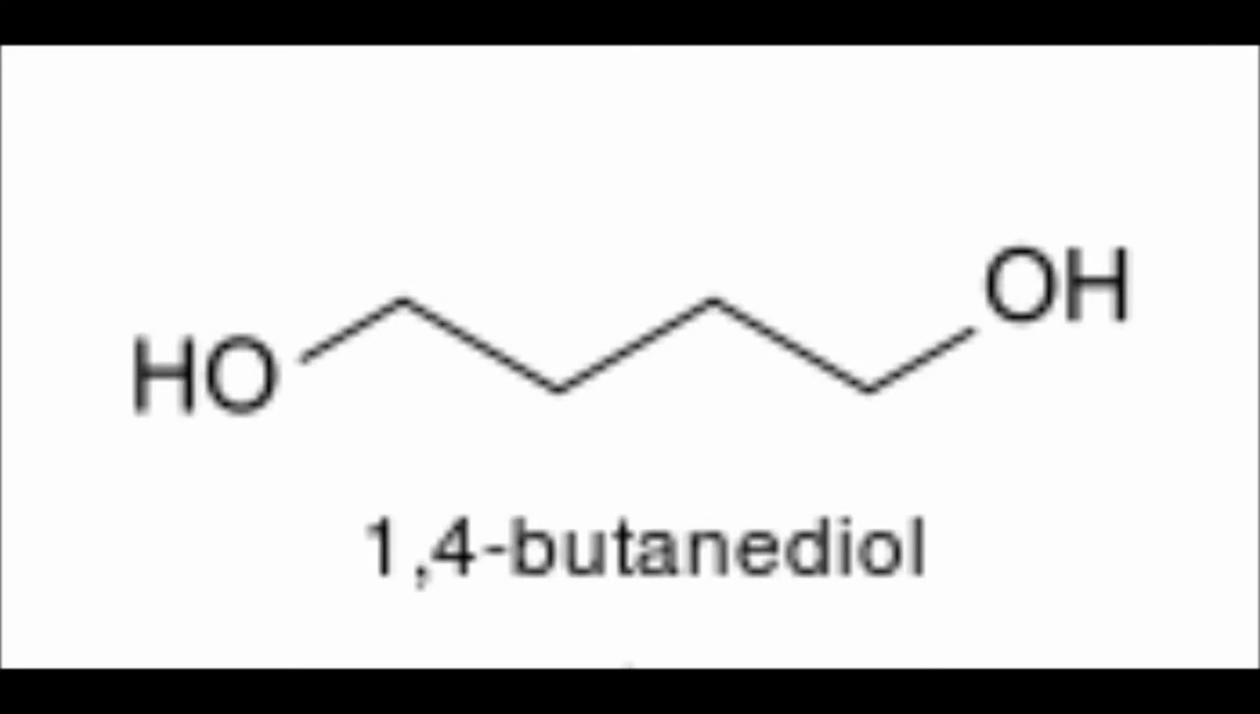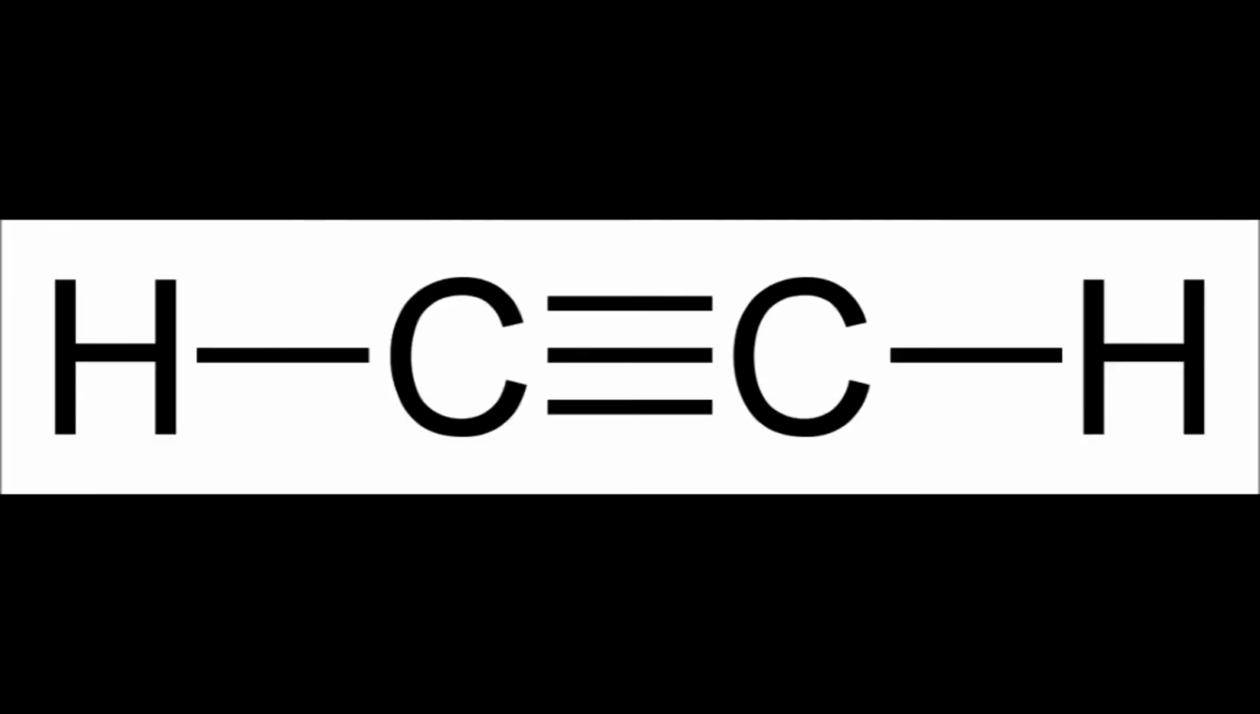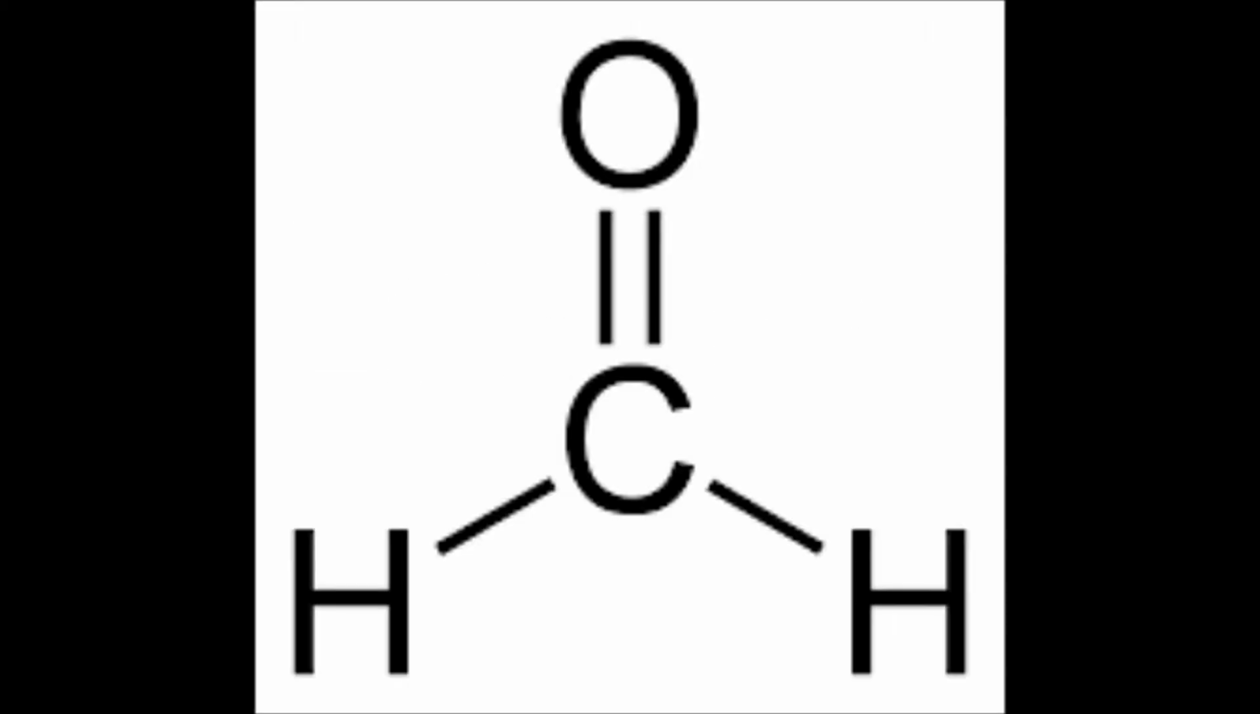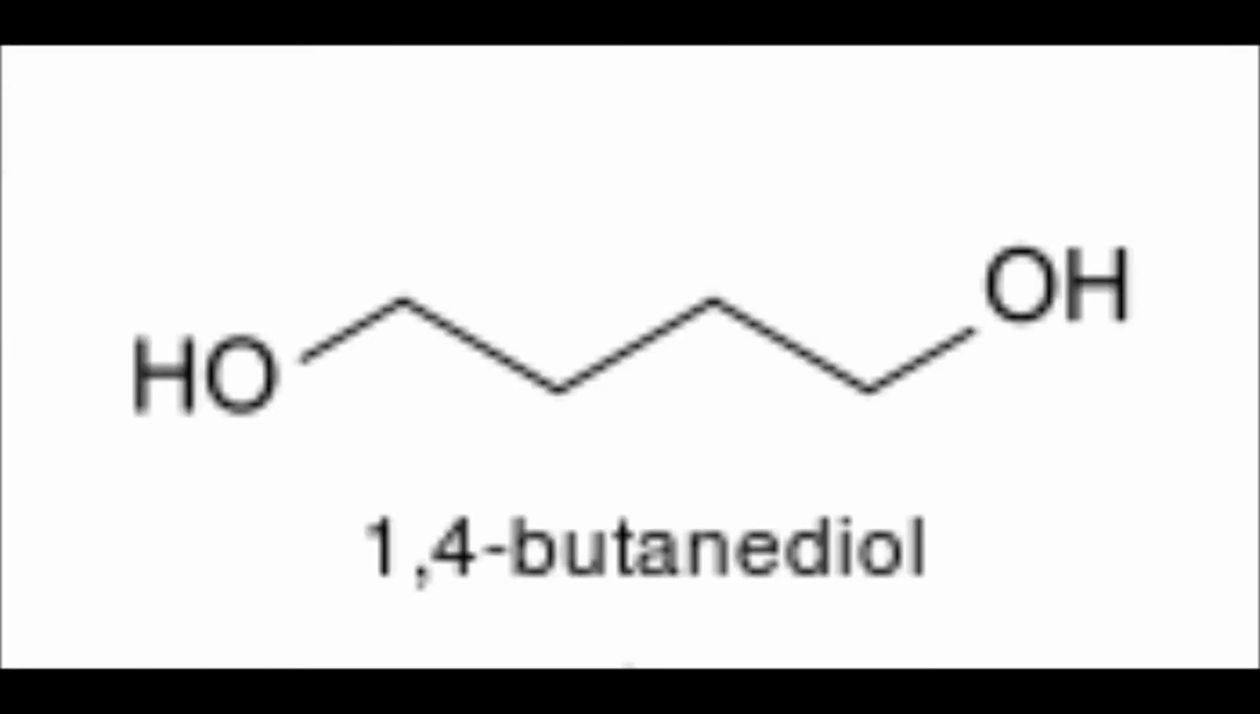1,4-butanediol is an important commodity chemical used to manufacture over 2.5 million tons of valuable polymers annually. Conventionally, it is synthesized by reacting acetylene with formaldehyde, or, to give their proper chemical names, ethyne and methanol. This produces 1,4-butanediol. 1,4-butanediol then undergoes hydrogenation to produce 1,4-butanediol.